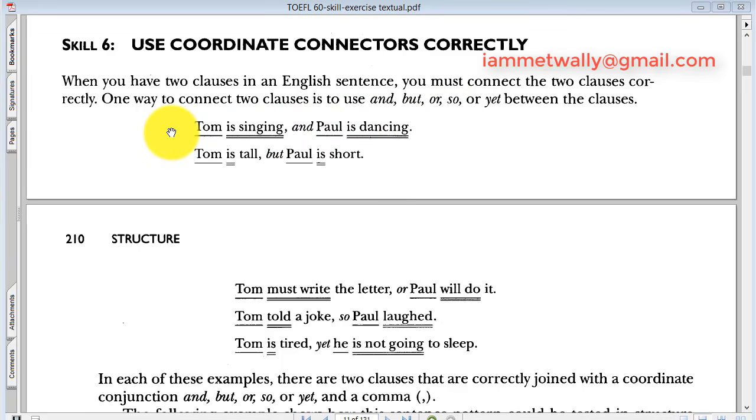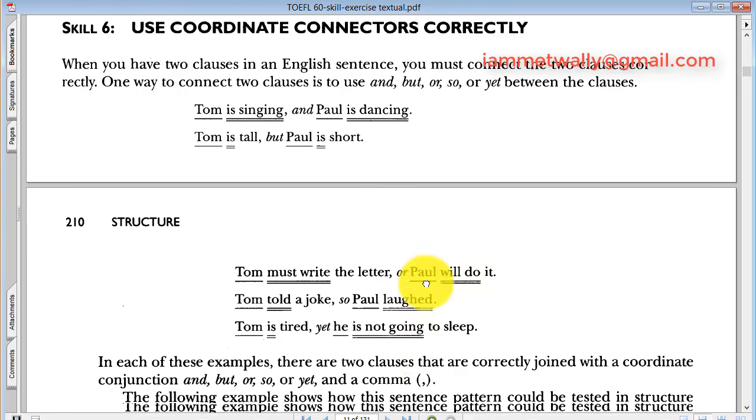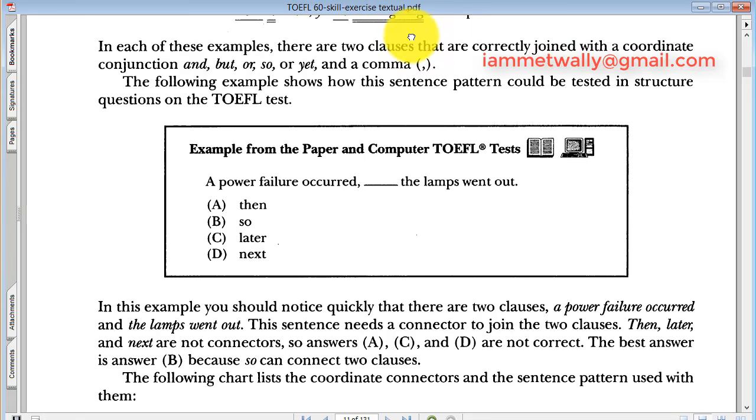For example, Tom is singing and Paul is dancing. Tom is tall, but Paul is short. Tom must write the letter, or Paul will do it. Tom told a joke, so Paul laughed. Tom is tired, yet he's not going to sleep. In each of the examples, there are two clauses that are correctly joined with a coordinate conjunction, and, but, or, so, or yet, and a comma.